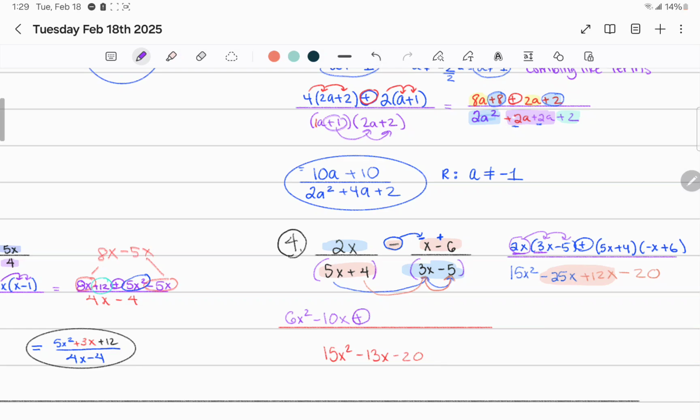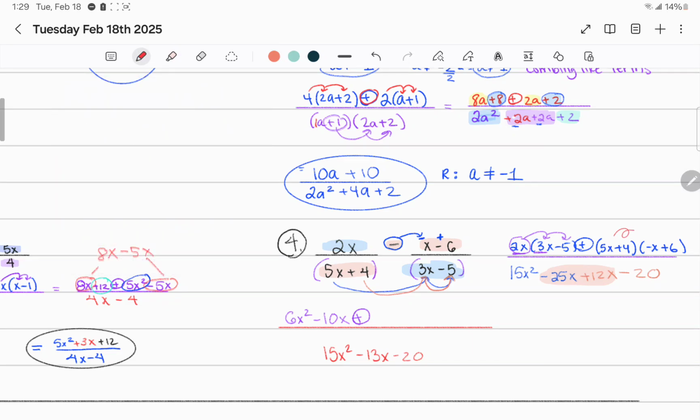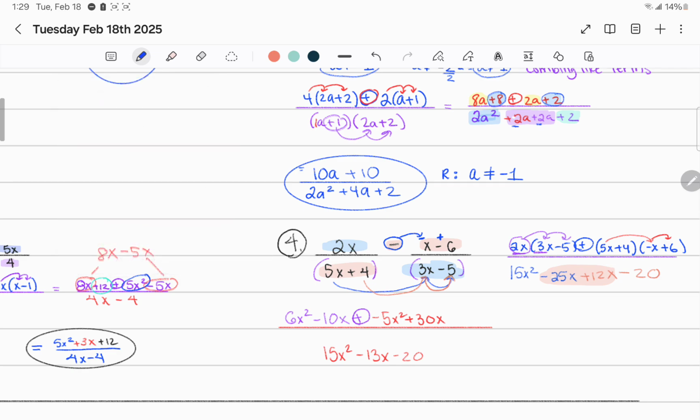Put the plus sign. Next we have 5x times negative x, that's going to be negative 5x to the power of 2. 5x times 6 will be 30x. And then finally we do the 4. 4 times negative x is negative 4x, and then 4 times 6 is positive 24.